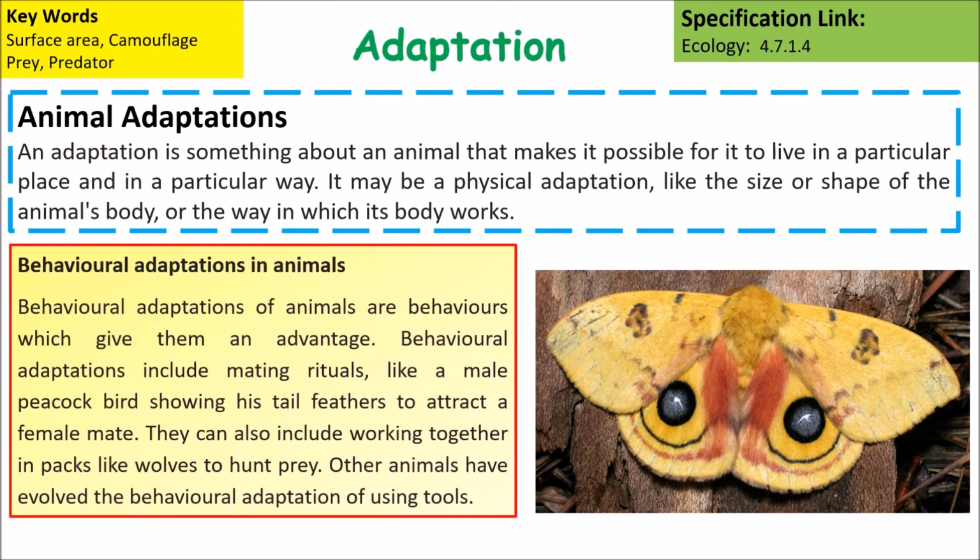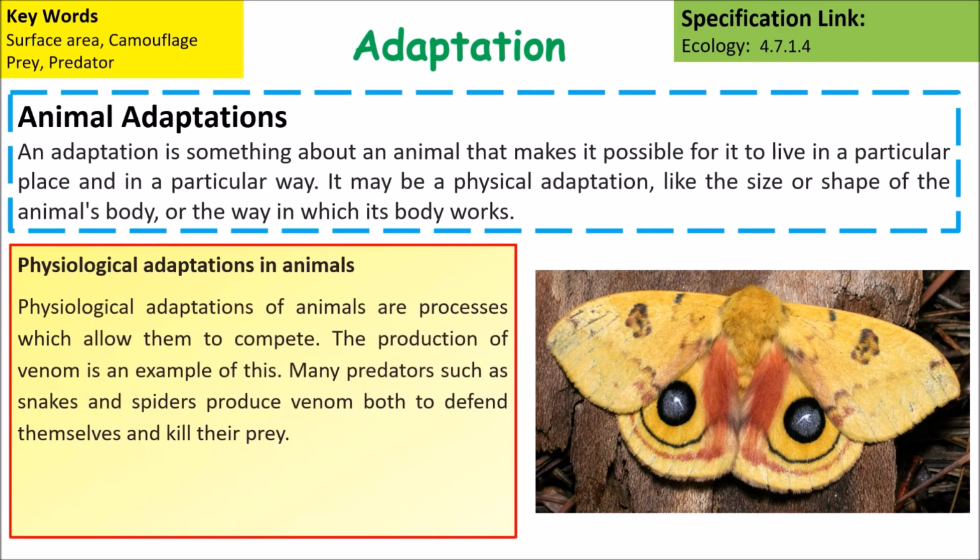Behavioural adaptations of animals are behaviours which give them an advantage. So a behavioural adaptation might include some sort of mating ritual. Physiological adaptations of animals are processes which allow them to compete. So the production of venom in some types of spiders and in some types of snakes would be a good example of this.